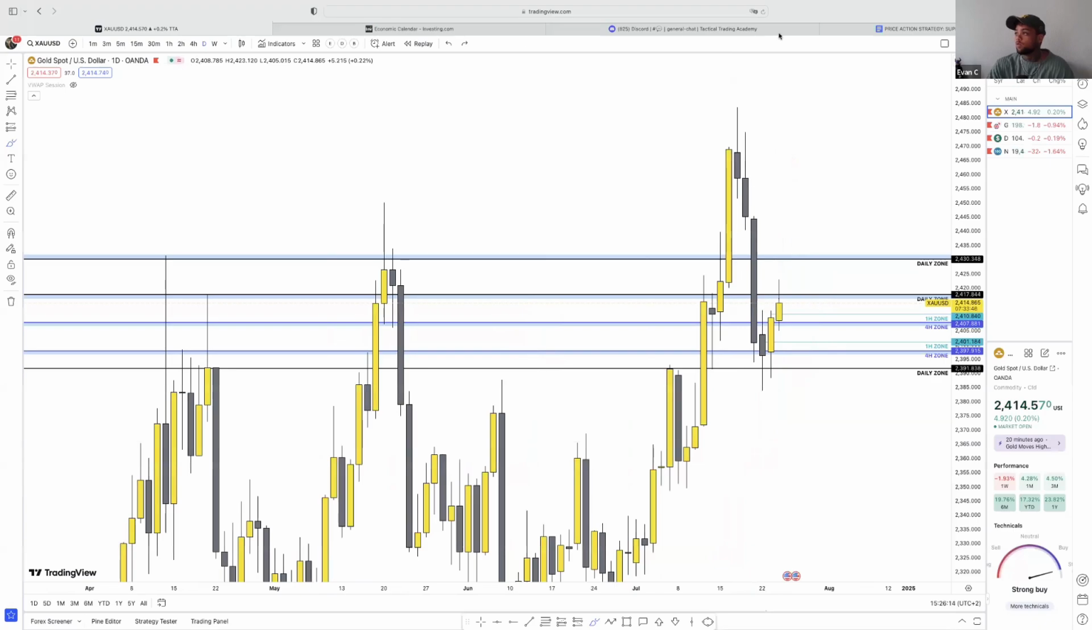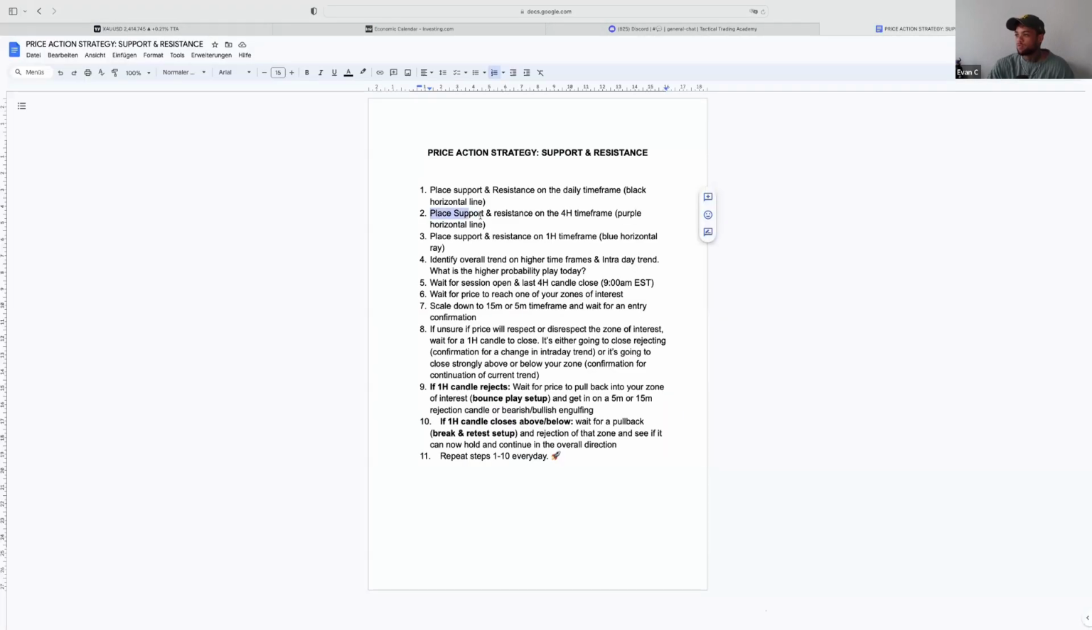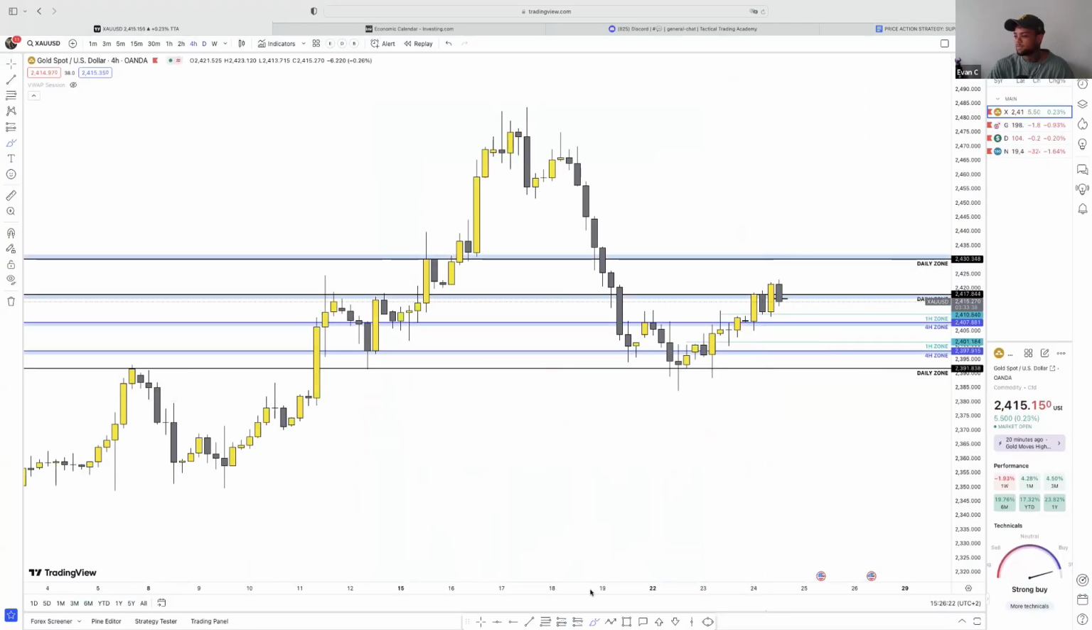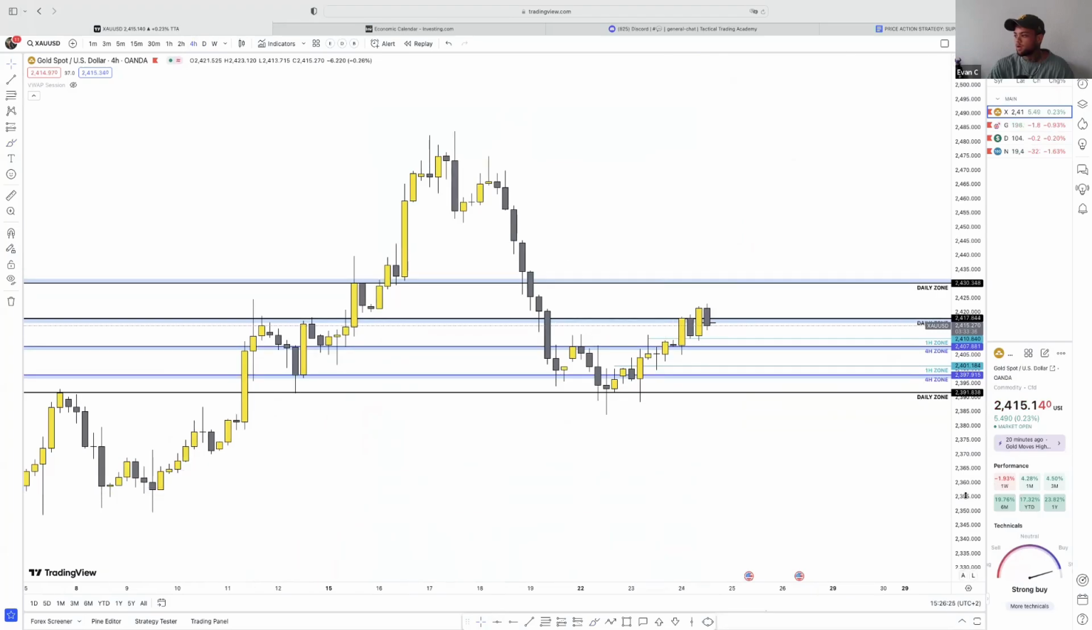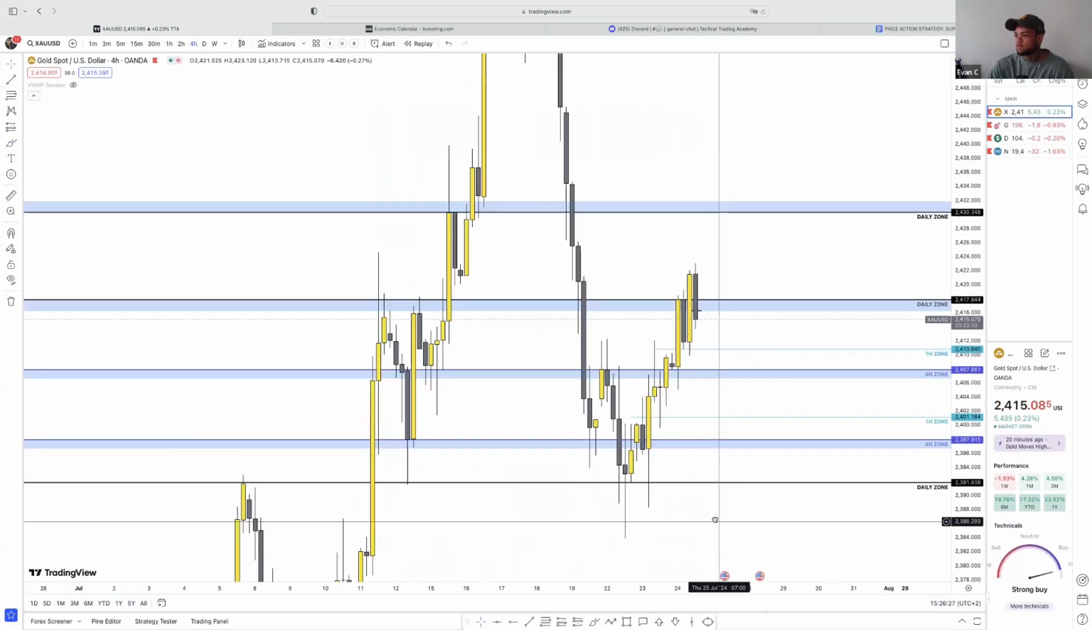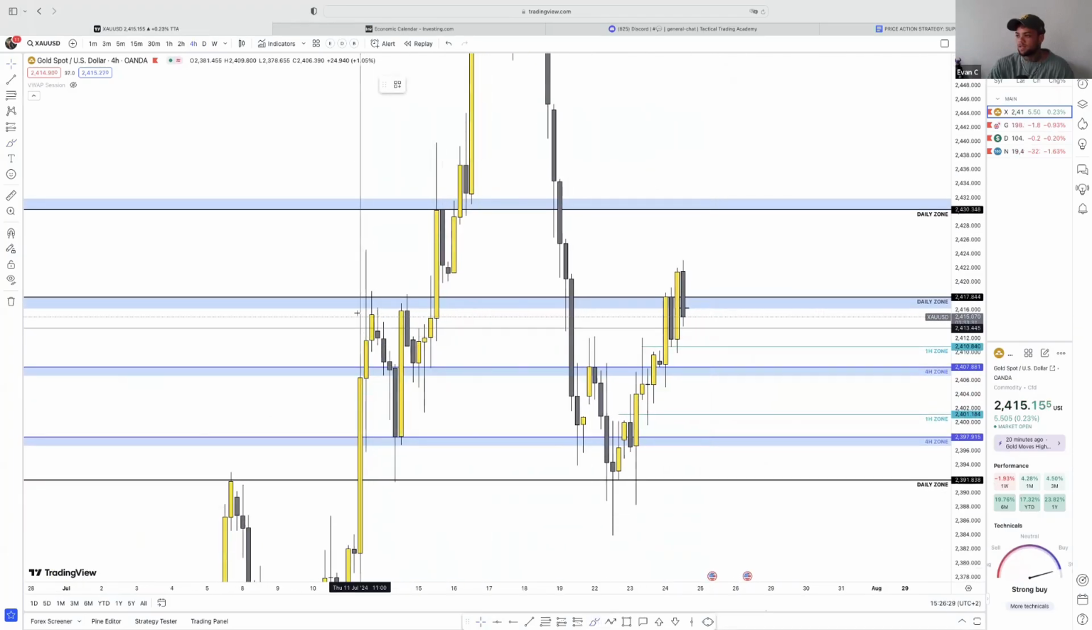Now, what is the second step? Place support and resistance on the 4-hour time frame, purple horizontal line. So we go back, we go to the 4-hour. Now, what is the 4-hour telling us? The 4-hour is telling us that in this range, we have some form of a resistance, right? Where we just close above and we're currently trading at.